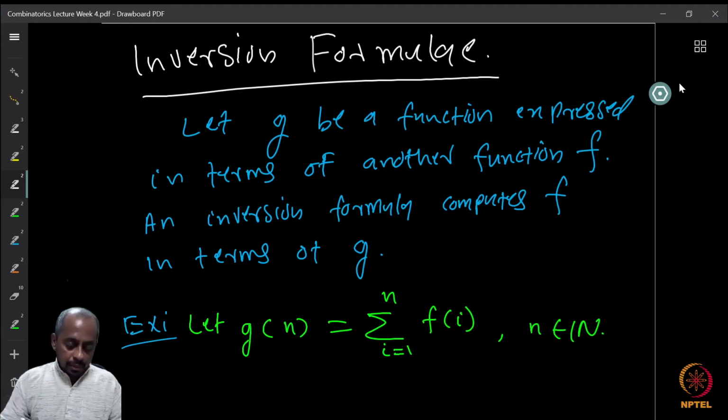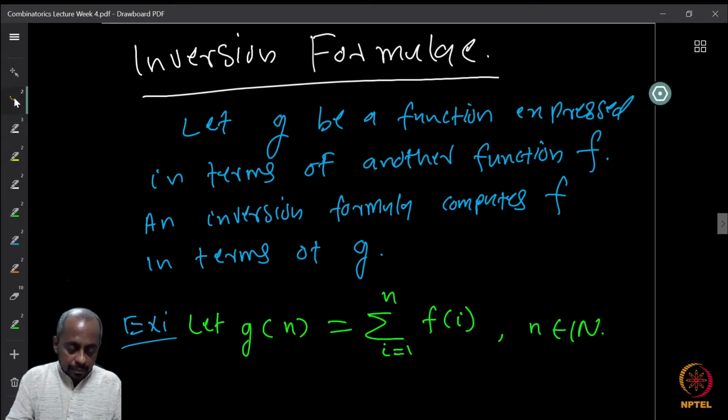Suppose you are given a function g that is expressed in terms of, let's say, some other function f. Now, an inversion formula is a formula that computes the function f in terms of g. So, you are given a formula g in terms of f. Now, you want to find out what is f in terms of g. So, this is an inversion formula. Right? So, let us look at a very basic example to begin with.